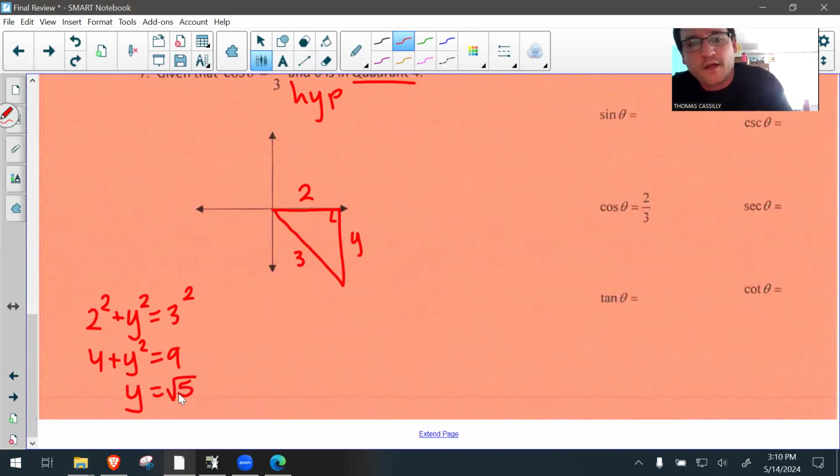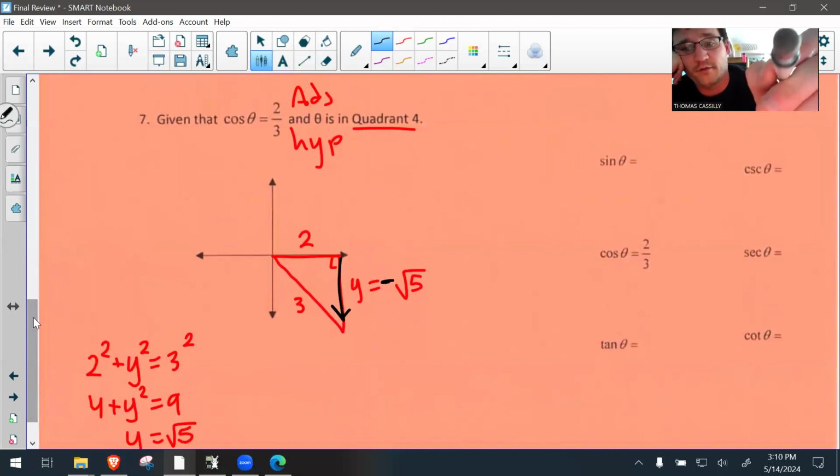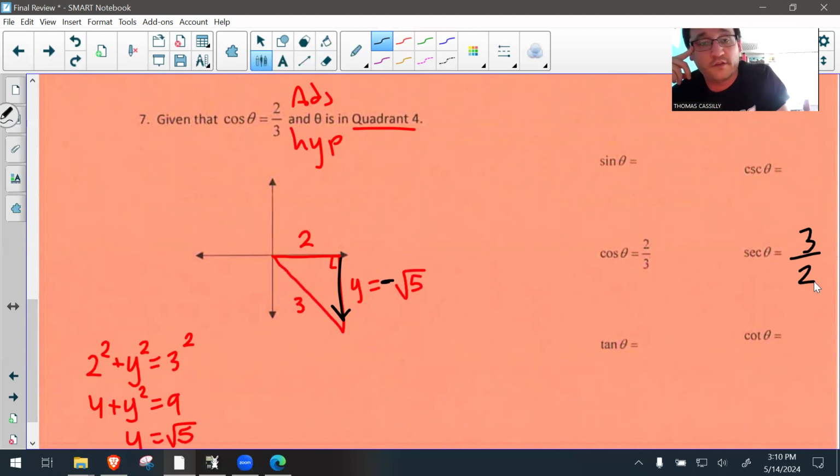I skipped a step in there. One thing to keep in mind is if I write this, y equals the square root of 5, that's going to give us some wrong answers because it's negative, right? This is going down. Anytime we're going down on the graph, right? And anytime you have a y value going down, it's the negative direction. So make it a negative square root of 5. All right. So just fill them all out. Now we can get everything else. And honestly, we get one for free. The reciprocal of cosine is 3/2. That's your secant.